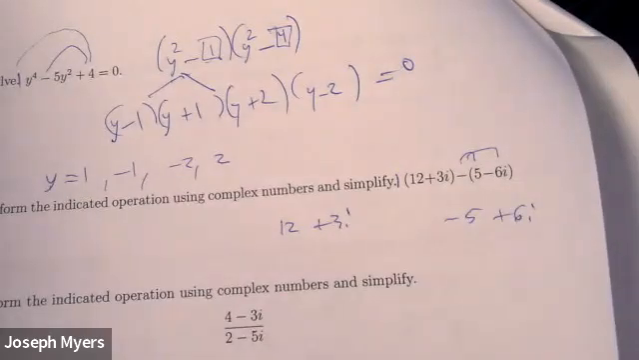Now combine the like terms together. So I have 12 and negative 5. Those are like terms. So what's 12 take away 5?